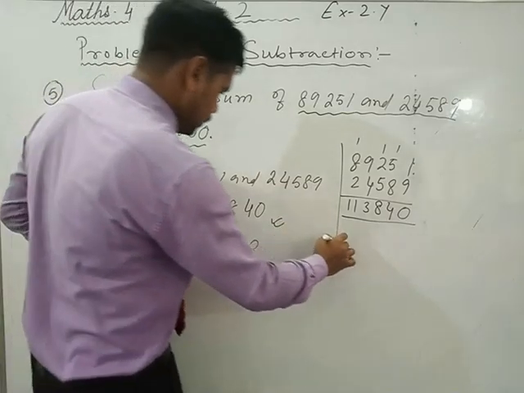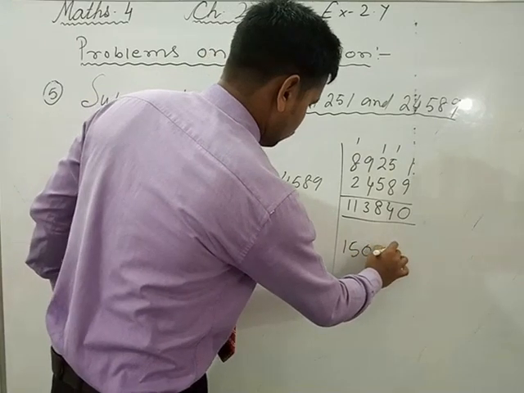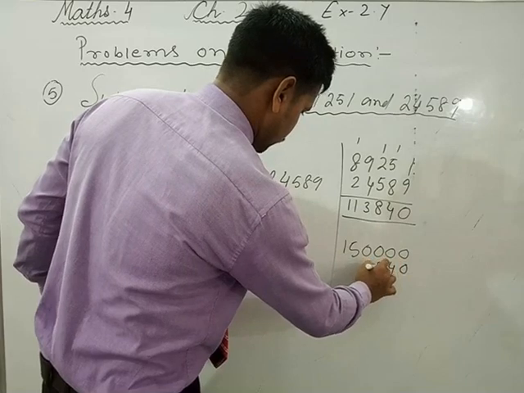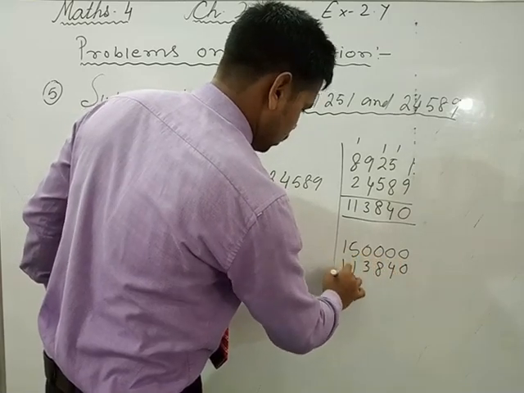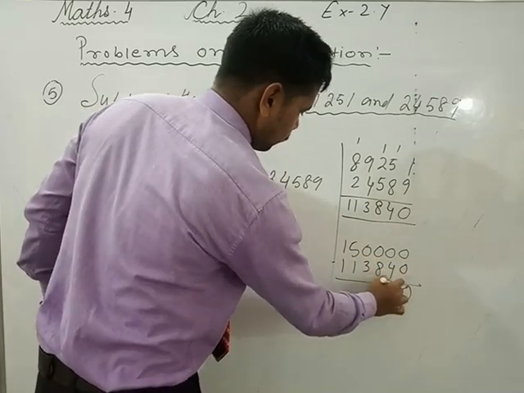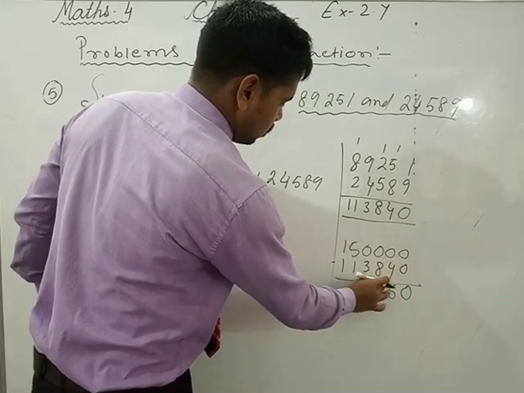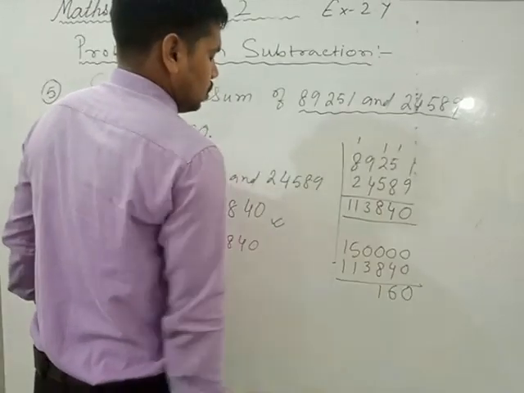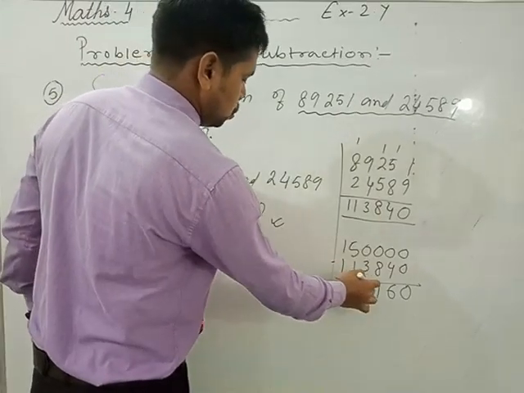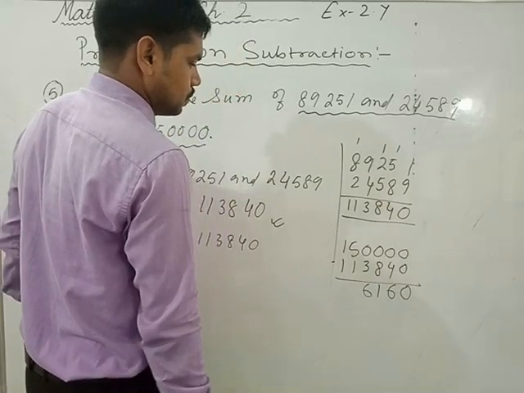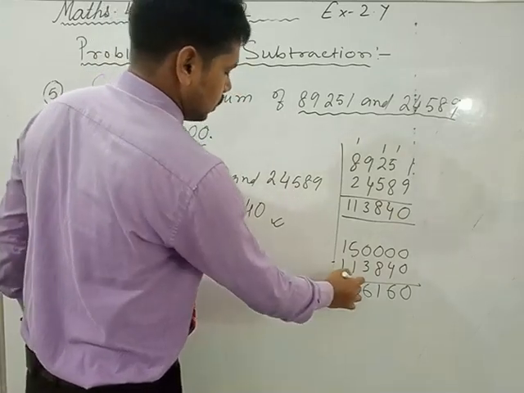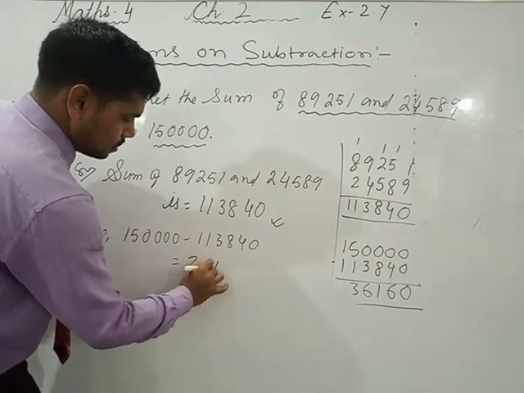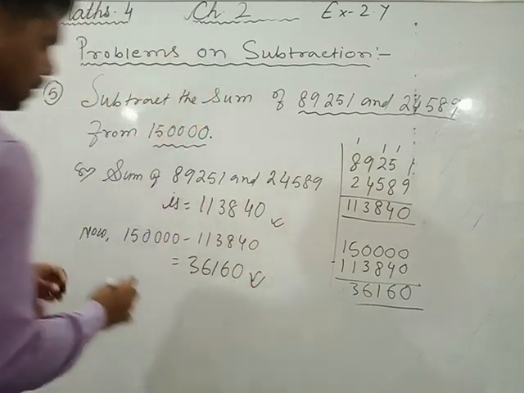we'll check here the difference, 1 5 and 0 4 8 3 1 1. So 0 6 1 6 3 0. So 3 6 1 6 0 will be the required answer.